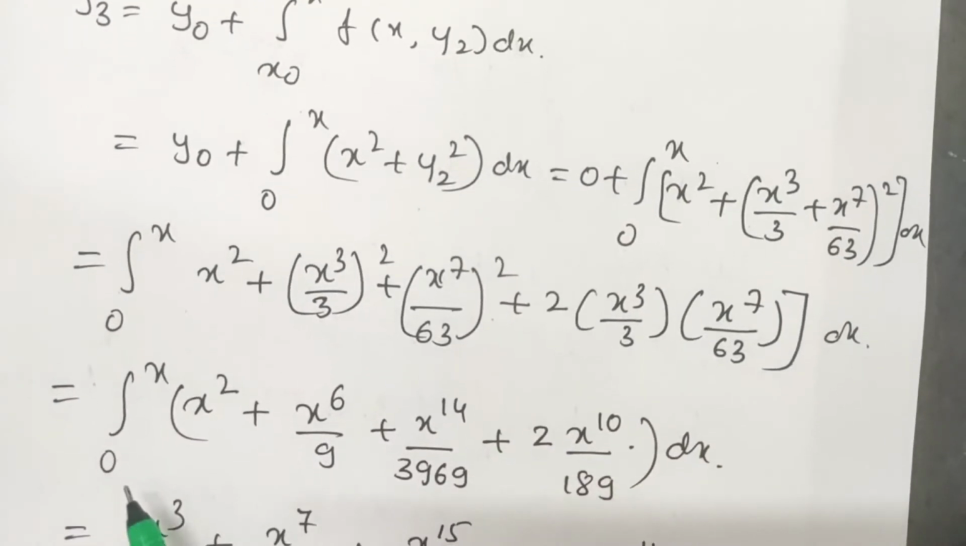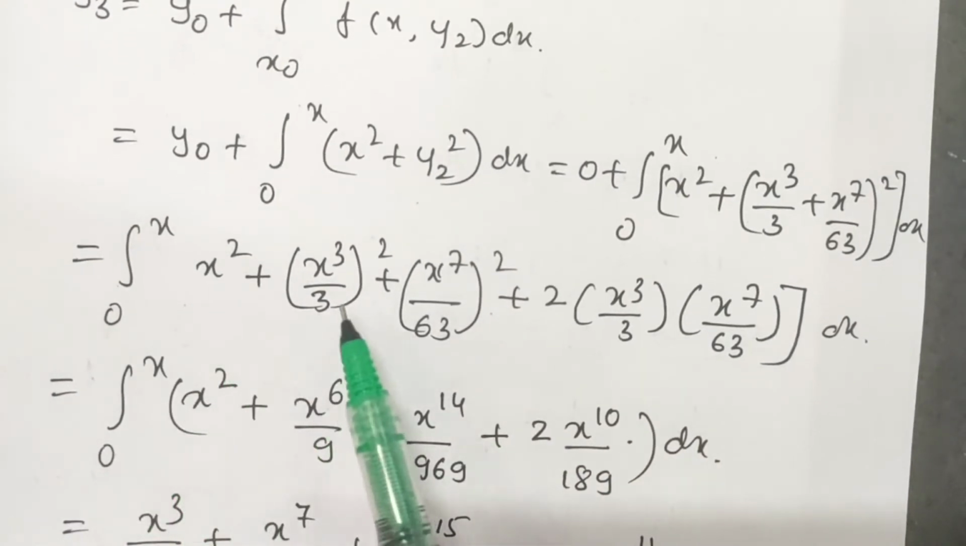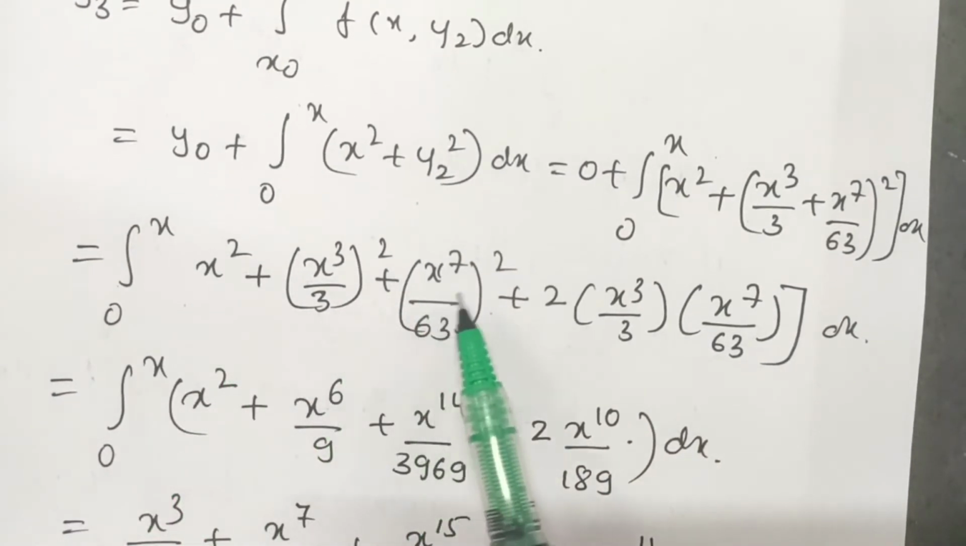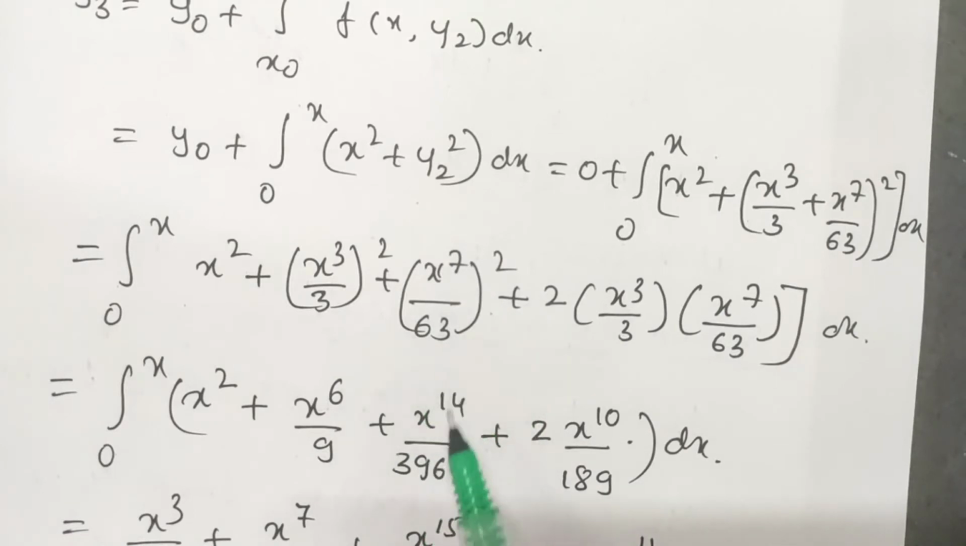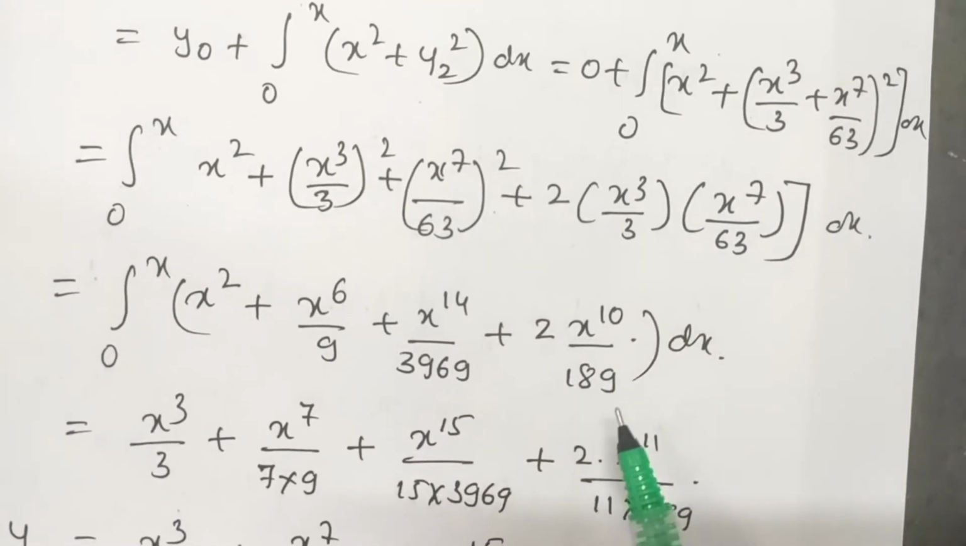So it is equal to the integration from 0 to x of x square plus x to the power of 6 divided by 9 plus x to the power of 14 divided by 63 square, which is 3969, plus 2 times x to the power of 10 divided by 3 into 63, which is 189. Let us integrate this one.